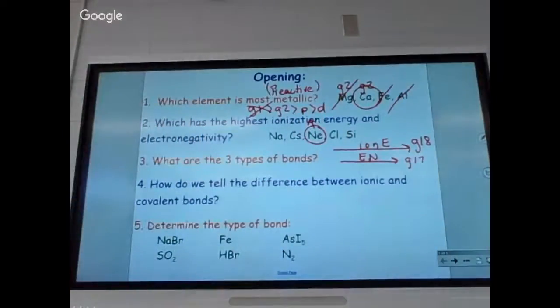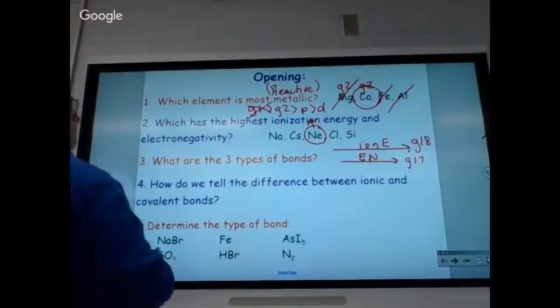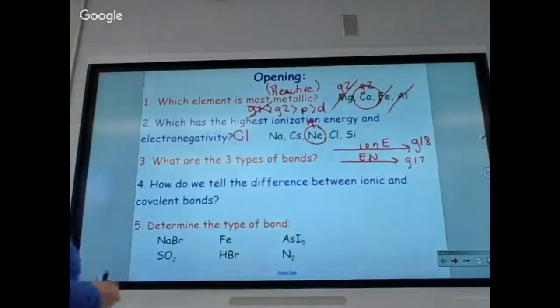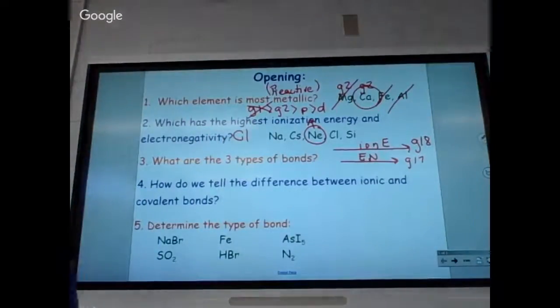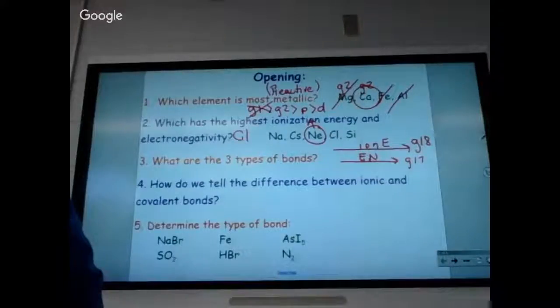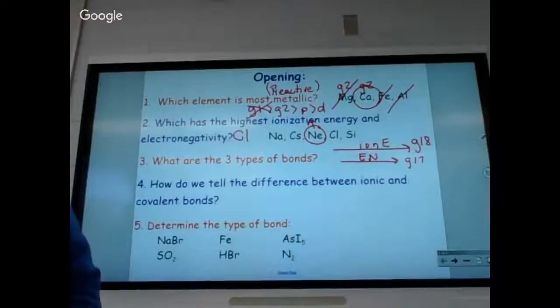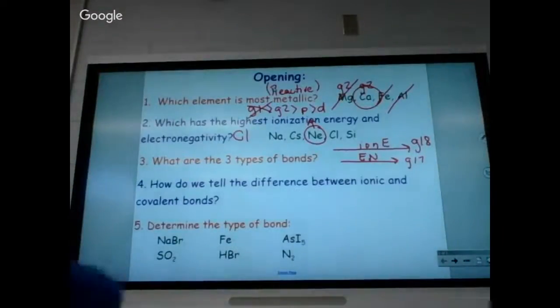And electronegativity will be which one? Cl. I thought you meant which one has the highest ionization and electronegativity together, so I didn't do 2 parts. I just put Cl. Oh, I understand what you're saying. No, that's not what I meant. I just meant which one has the highest ionization energy, and then which one has the highest electronegativity. I was just trying to fit it in the small space, and the print wasn't too small.